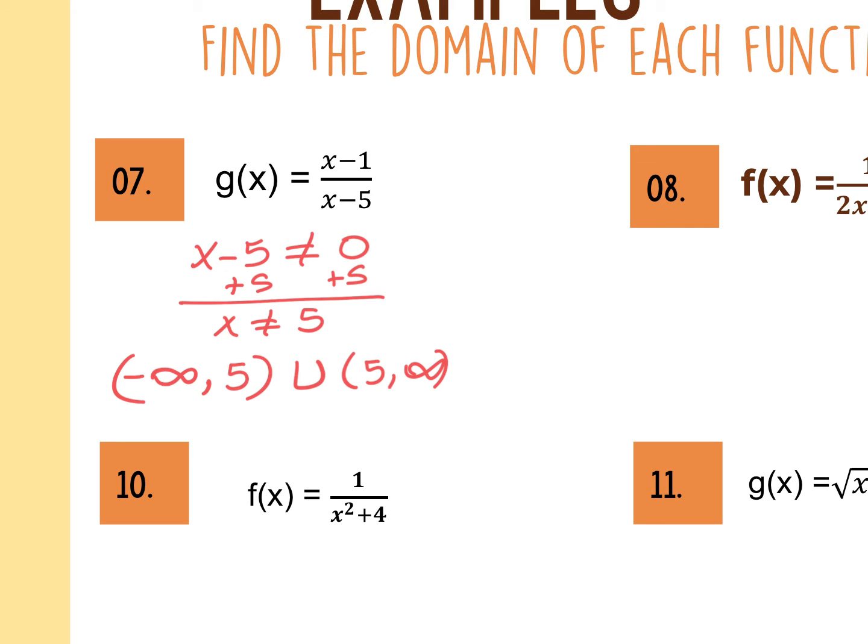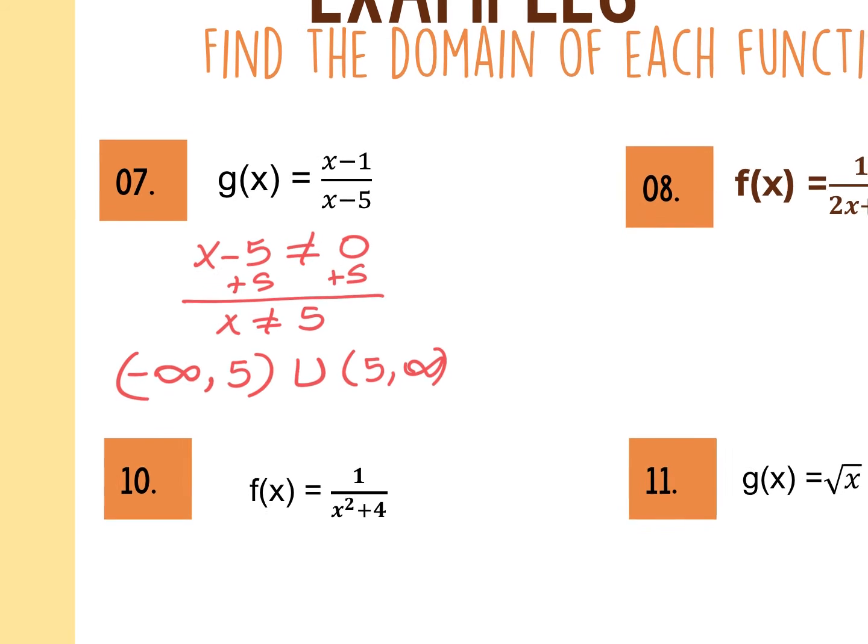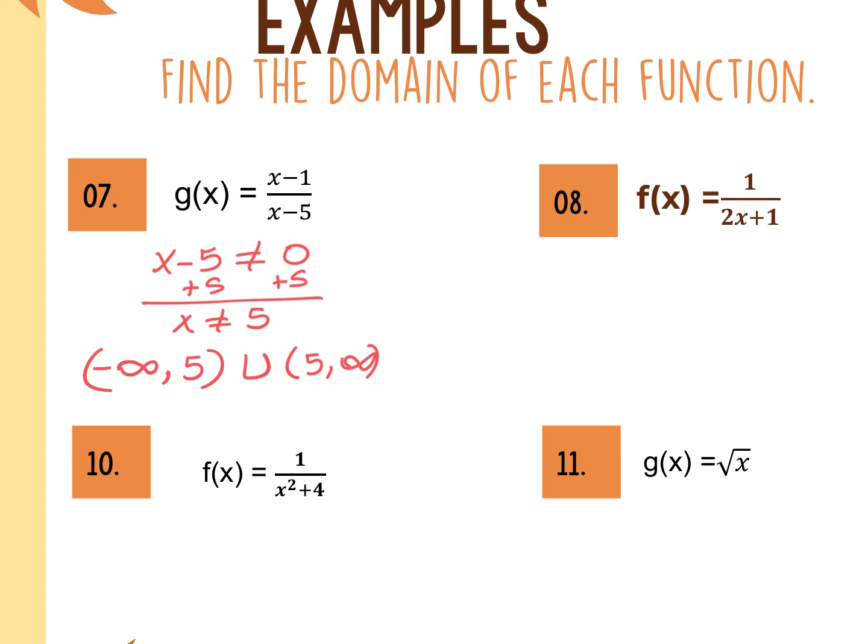So it'd be like a hole in your graph. Going to do the same thing on number 8. It's a fraction. It's got a variable in the denominator. I need to set the denominator not equal to 0. So 2x plus 1 cannot equal 0. If it does, then it's undefined.